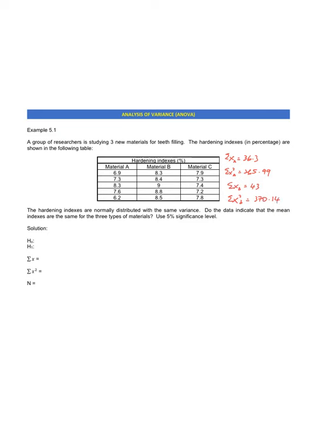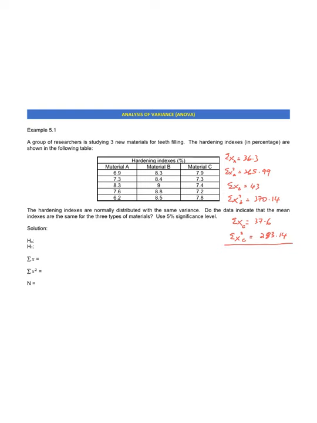Okay, next, summation of x for material C, I get 37.6. And summation of x square for material C is equivalent to 283.14. Okay, now, okay, look at this one.